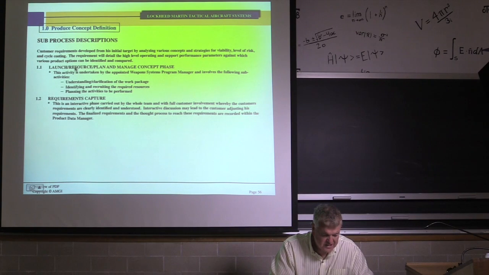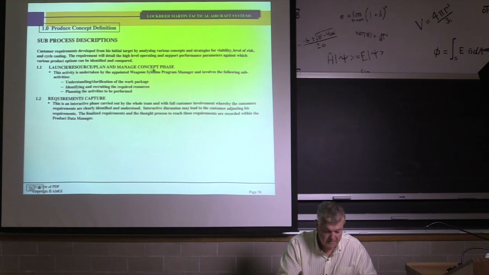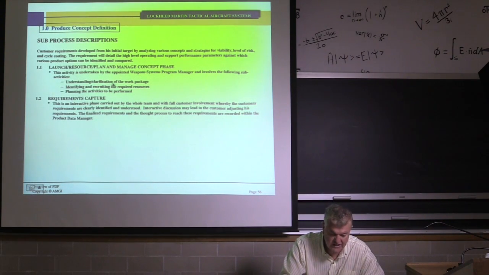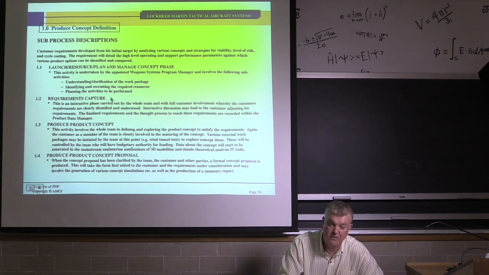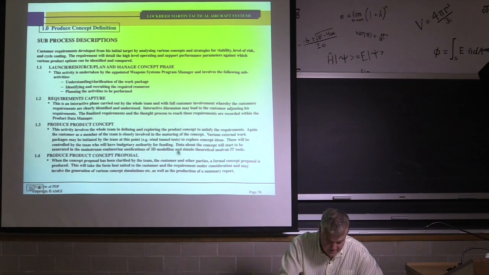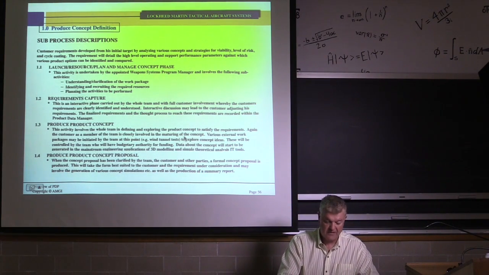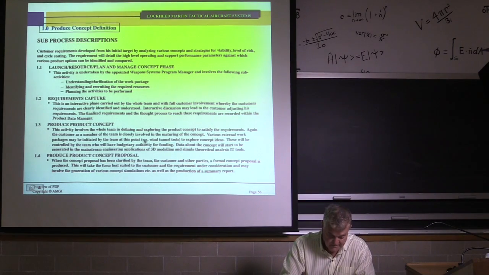This is the sub-process definition. This one's for produce design concepts. So 1.1 is launch and manage the concept phase. So understand the clarification of the work package, identify and recruit the required resources. Requirements capture, that's the specific requirements from the customer. Produce the product concept. So you'd have wind tunnel tests, I think here. Data about the concept will start to be generated in mainstream engineering applications, 3D modeling, but you'd also perhaps have wind tunnel tests. Yeah, there are wind tunnel tests there.